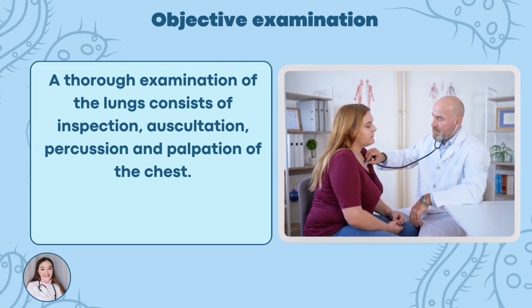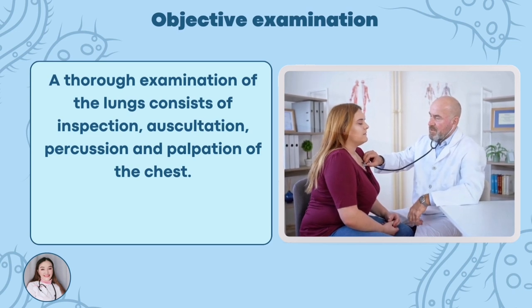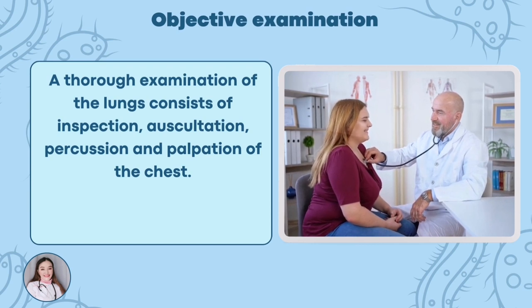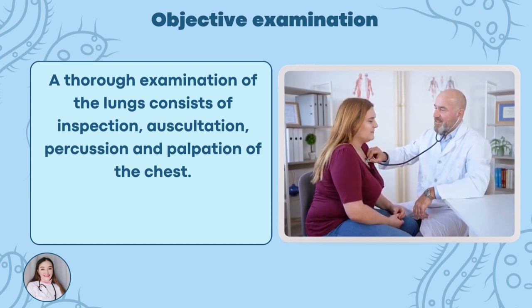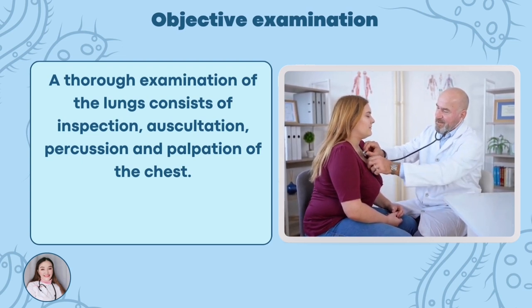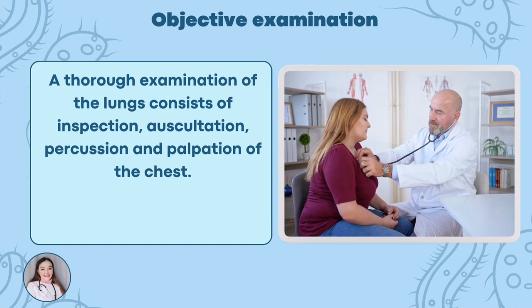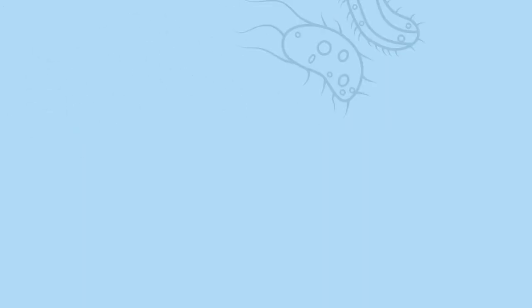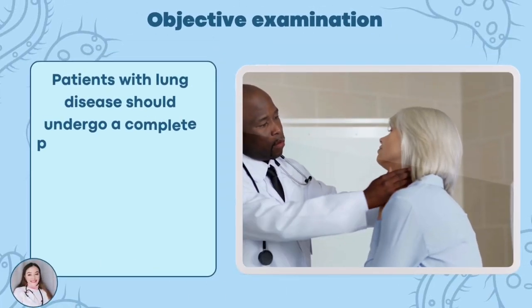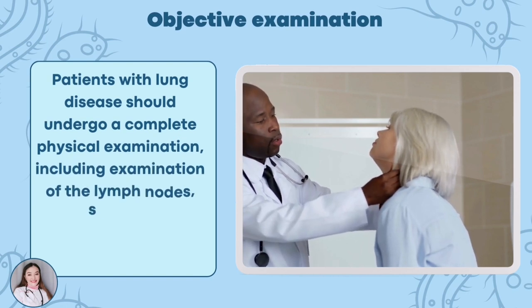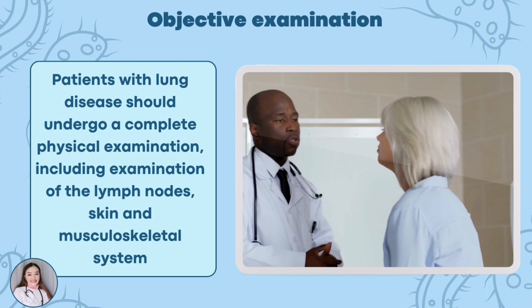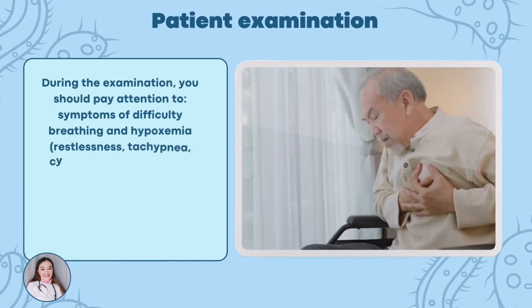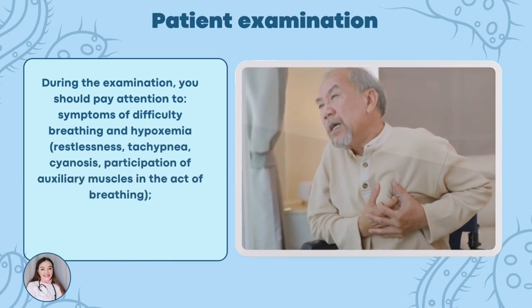Objective examination: a thorough examination of the lungs consists of inspection, auscultation, percussion, and palpation of the chest. Patients with lung disease should undergo a complete physical examination, including examination of the lymph nodes, skin, and musculoskeletal system. During the examination, you should pay attention to symptoms of difficulty breathing and hypoxemia.